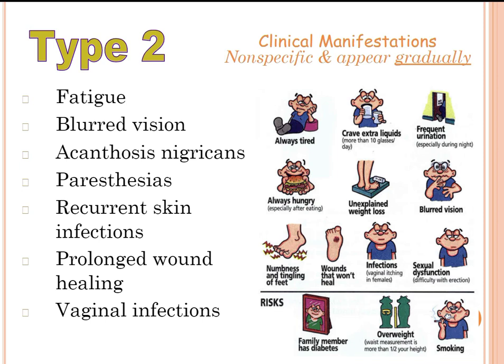Regarding paresthesia, remember that can present in a number of different ways, including numbness, tingling, and/or a burning sensation. And that's what we're looking for when we ask our patients about numbness and tingling in their feet, right, when we do an assessment. Also, the acanthosis nigricans is a darkening of the skin, usually in the folds of the body. And the vaginal infections are caused by the increased amount of sugar, which is not just energy for us, right? It's also energy for microorganisms.